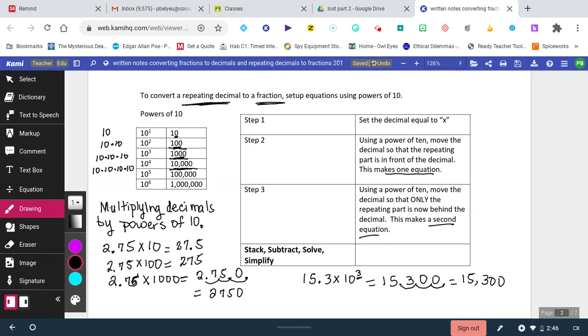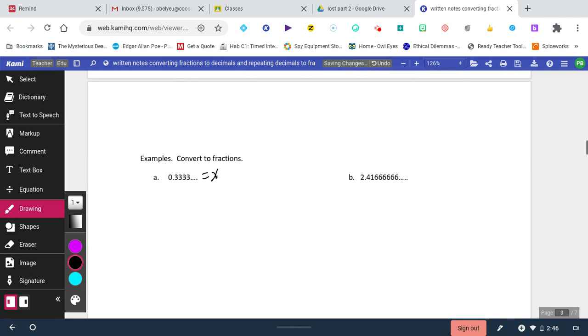So how do you make the first equation? It says using the power of 10, move the decimal so that the repeating part is in front of the decimal, okay? So I'm looking at this right now. What's repeating? Okay, you should say, oh, the 3 is repeating. But this says get the repeating part in front. Get whatever's repeating, okay? The 3 is repeating, so I need to get a 3 in front of the decimal.